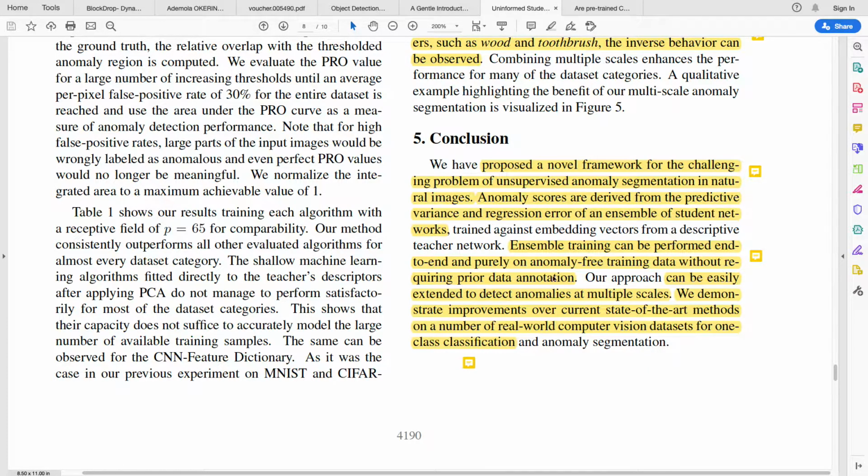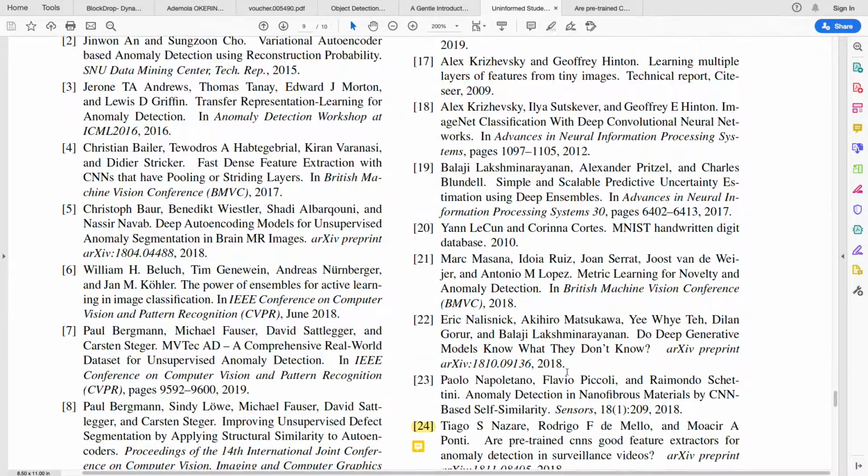And I think the reason why they call it unsupervised is they said ensemble training can be performed purely on anomaly-free data without requiring prior data annotation. I guess they did not use the annotation, but we shall see that in subsequent walkthrough. So they can extend their approach to detect anomaly at multiple scales. Multiple scales, talking about different sizes, and they demonstrate improvement. Some of their references.